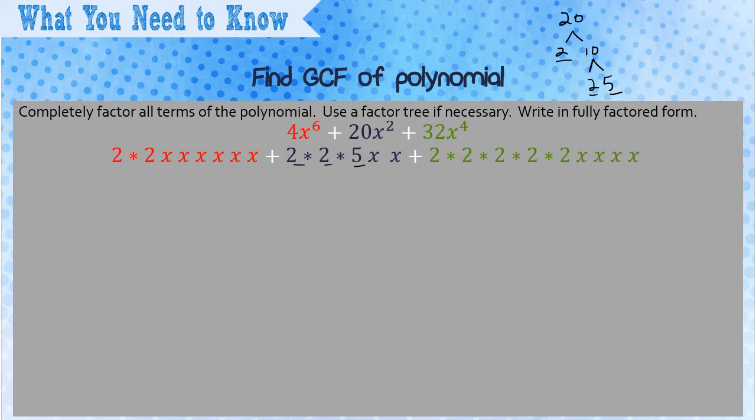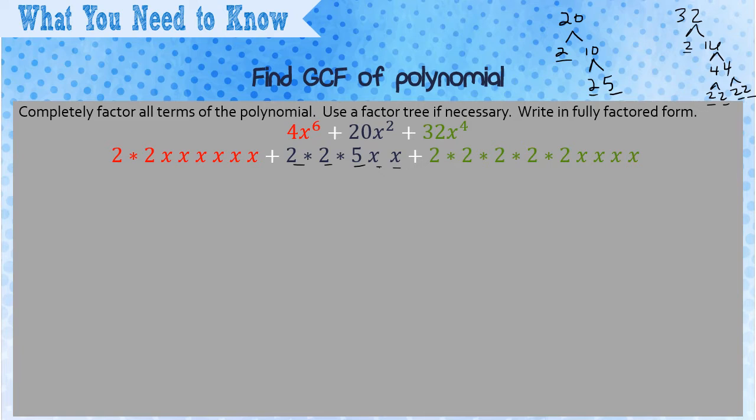Then I have x squared, so that's where I'm getting these 2 x's. And then 32, we break 32 down. Again, you could use your factor tree if you'd like. 2 into 16, that's 4 and 4, and then I have to break them all down into primes. So you can see here I have 5 2's. That's where we're getting these 5 2's from here. And then I've got x to the 4th, so x times itself 4 times.